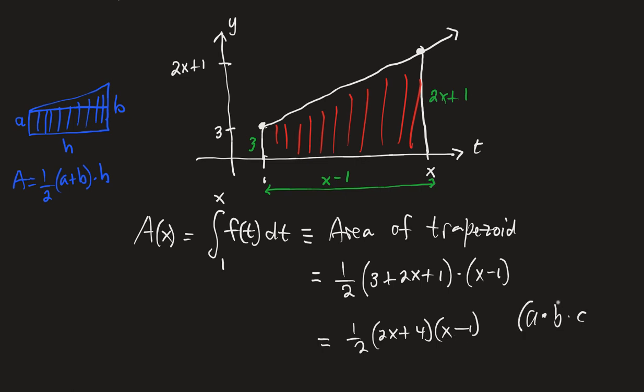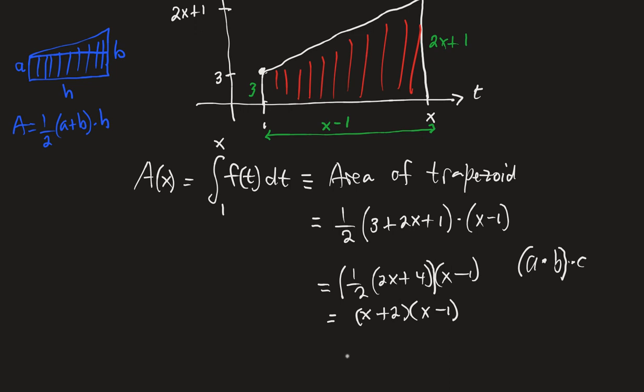So I'm going to choose to do the product this way, where I'm going to do AB, which is 1/2 times the 2x plus 4, and then take the result of that product and multiply by x minus 1. So if I do that product, I'll have x plus 2 and then times x minus 1. Expand this, and we get x squared plus x minus 2.